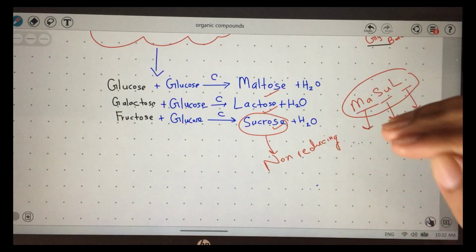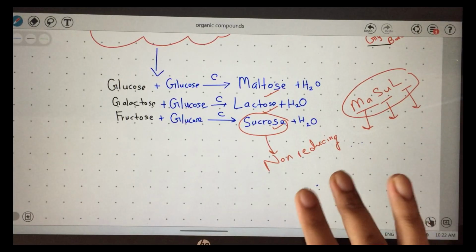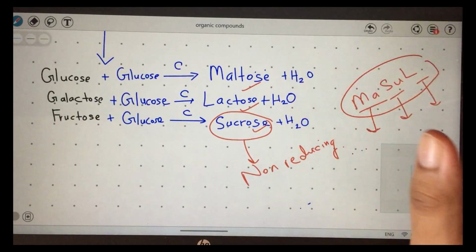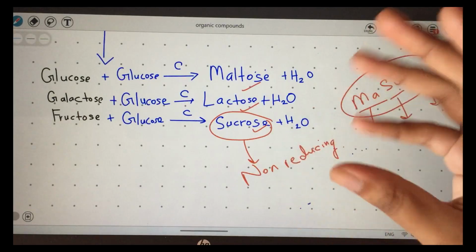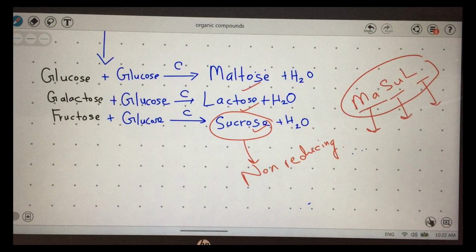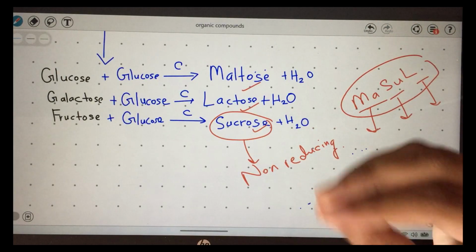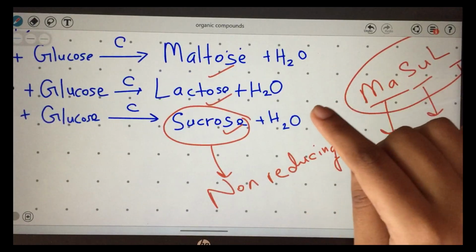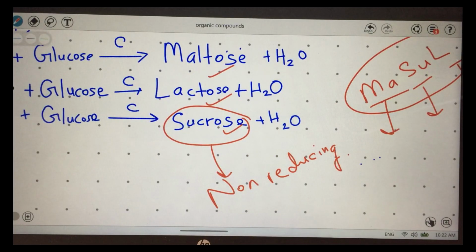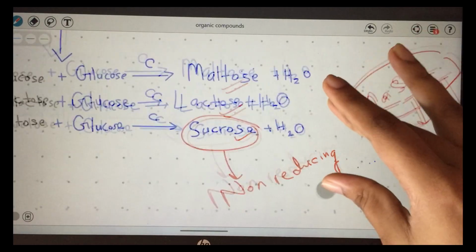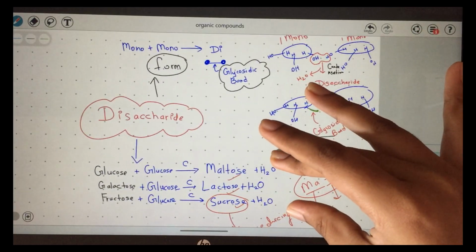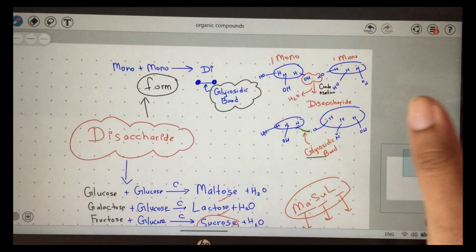Non-reducing. Now I know more than maltose and lactose, sucrose seems like a sugar. It sounds like a sugar. It has a sugary name, I would say. So just because sucrose sounds like a sugar, that doesn't mean that it's reducing. Remember, this is the exception. Sucrose is non-reducing. Maltose and lactose are reducing. So that's what you have to remember for disaccharides.